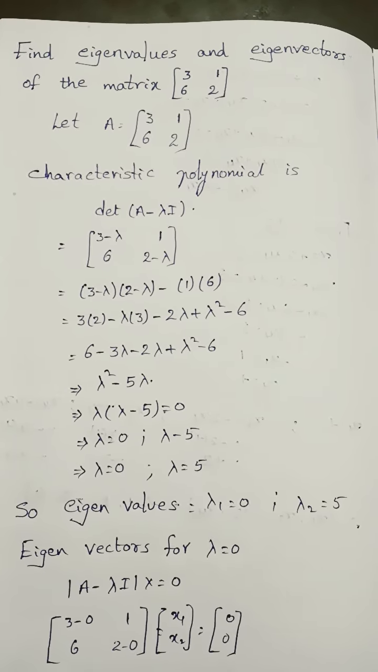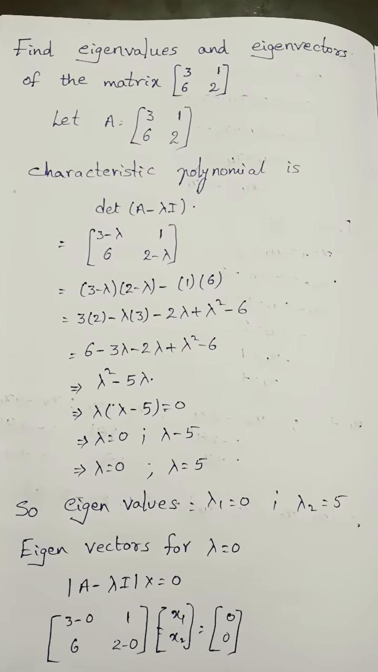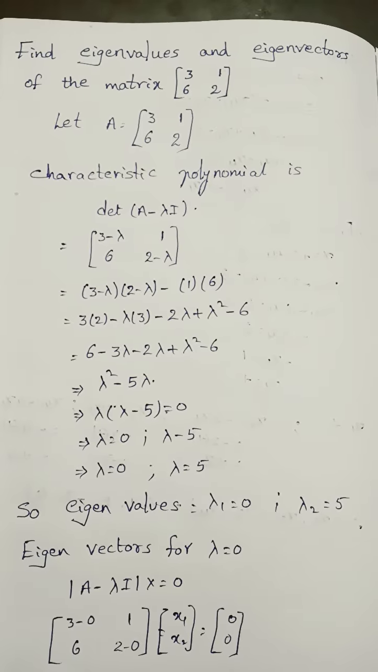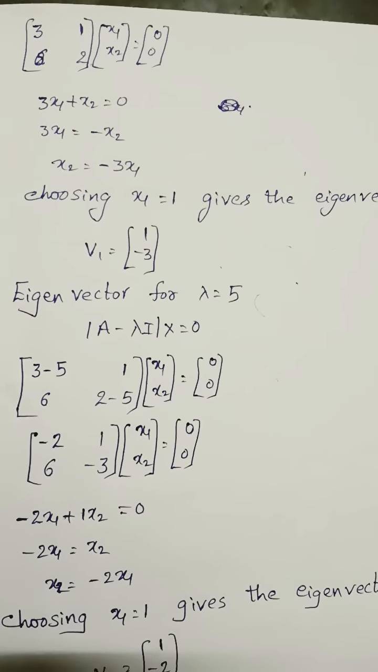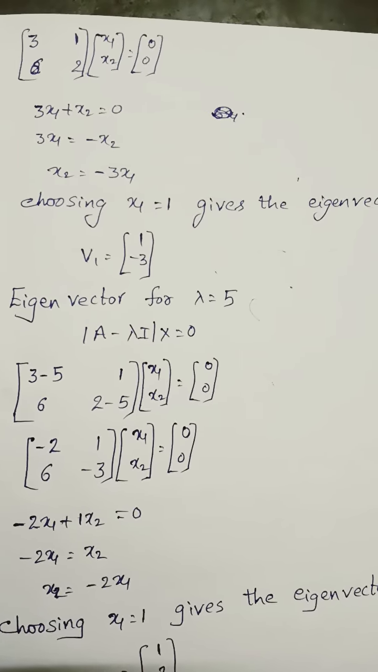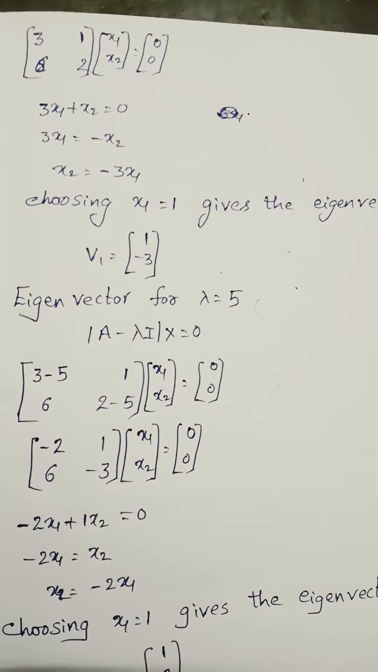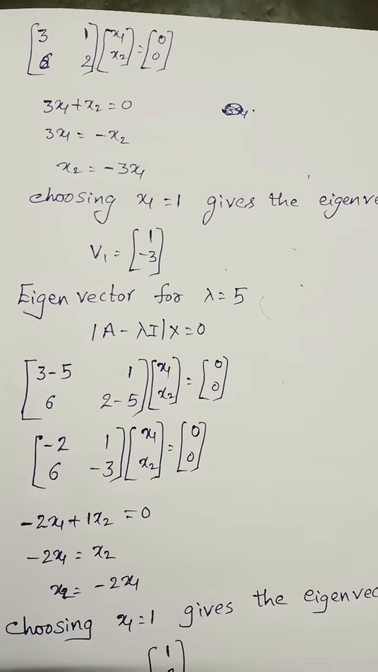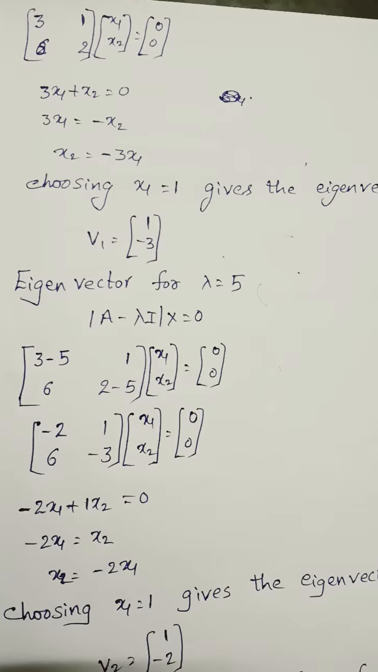Now apply lambda value 0 in this matrix. So 3 minus 0, 1, 6, 2 minus 0, times x1 and x2, is equal to 0, 0. So now rows and columns multiply each other. So 3 into x1 plus 1 into x2 is equal to 0. So x2 is minus 3x1. Now choose x1 is 1. It will give our eigenvector as 1 comma minus 3.